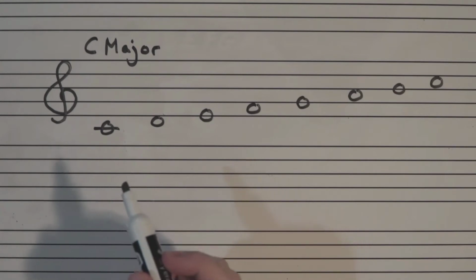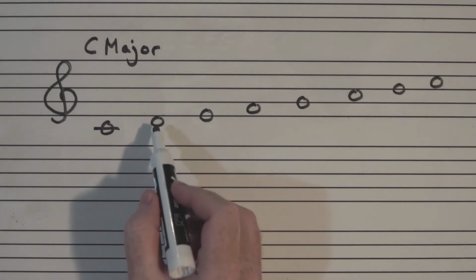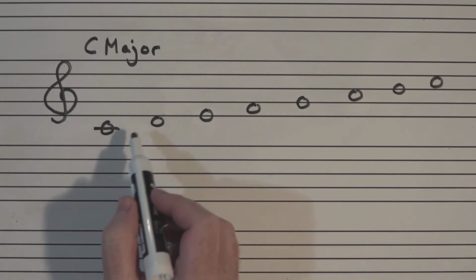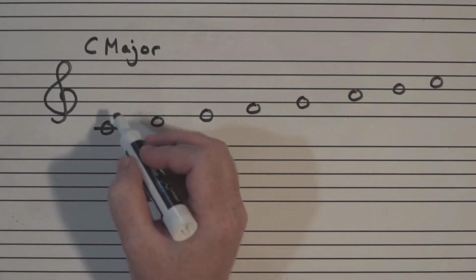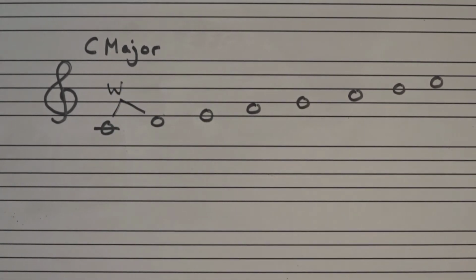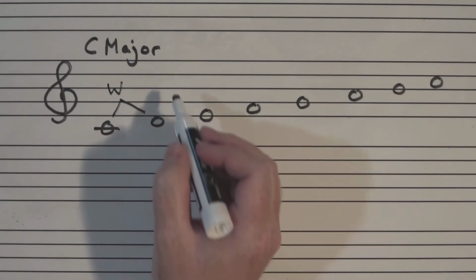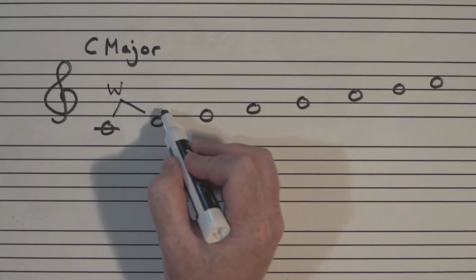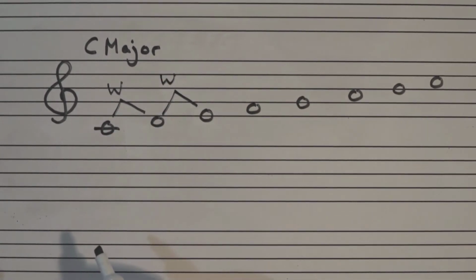We know from our whole step and half step lecture that between C and D there is a note, a C sharp or a D flat, that enharmonic pitch. So we know between C and D there is a whole step. Between D and E we know there's a D sharp or an E flat pitch in between those, so we know this is a whole step.